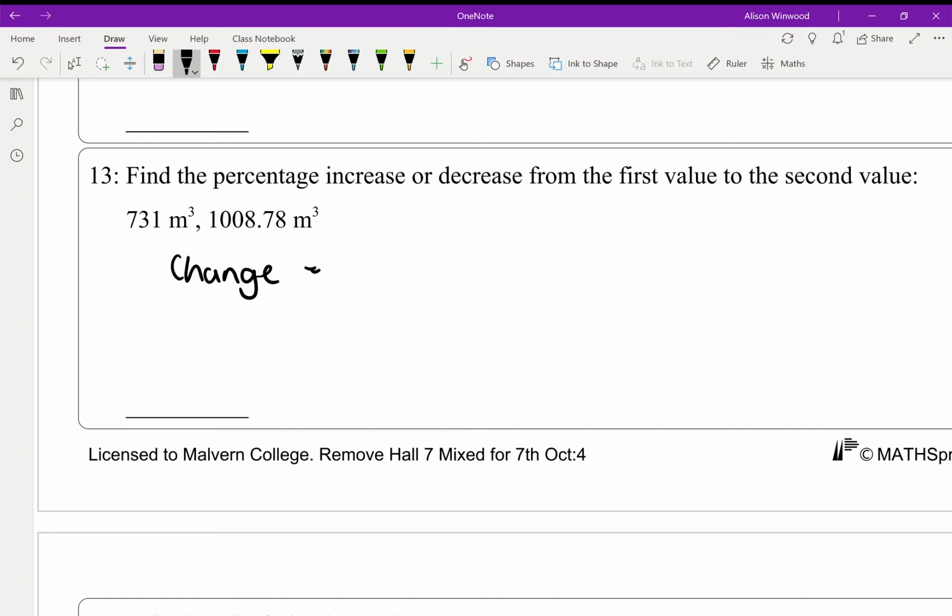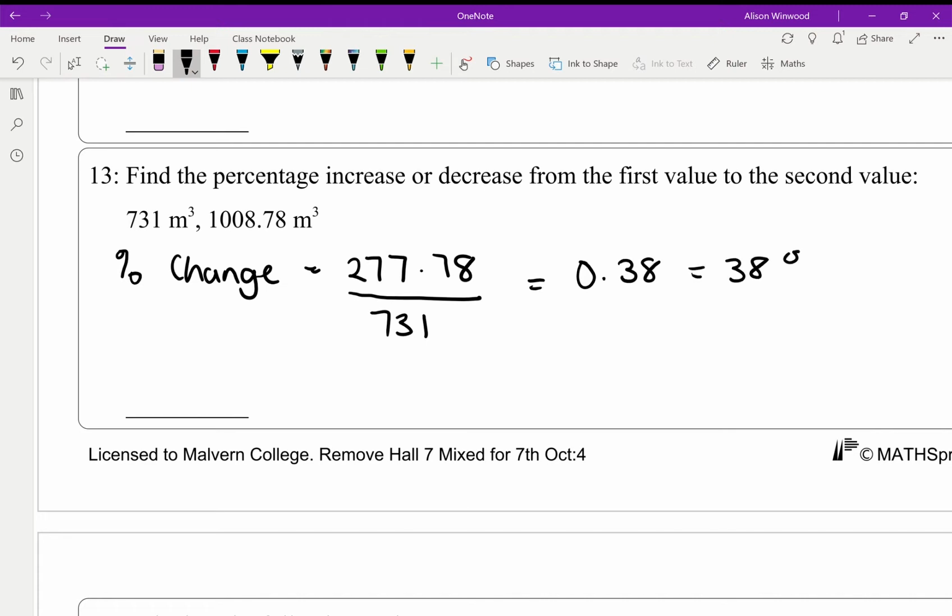So 1008.78 subtract 731, which is 277.78. To make it a percentage change, I put it over the original. SD gives me as a decimal, multiplied by 100 means I can write it as a percentage.